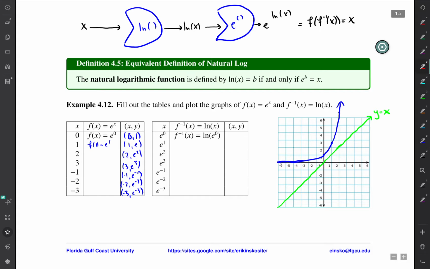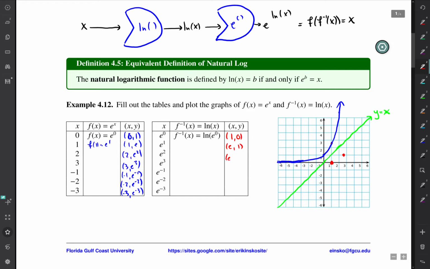And since ln of x is the inverse, we know that if you plug in e to the 0, you should get 0 back. So that says that e to the 0 comma 0, or 1 comma 0, is a point on the graph. So that'd be right here. And then if you plug in e to the 1, you should get 1 back. So that means e comma 1 would be something like right there. It's the mirror image of that point. So that's e comma 1.